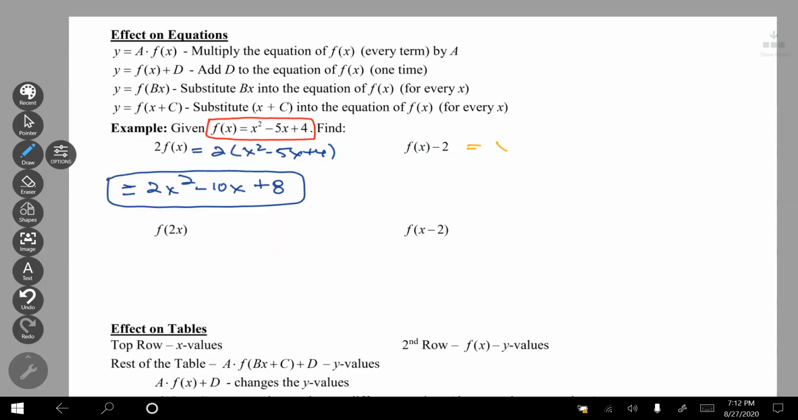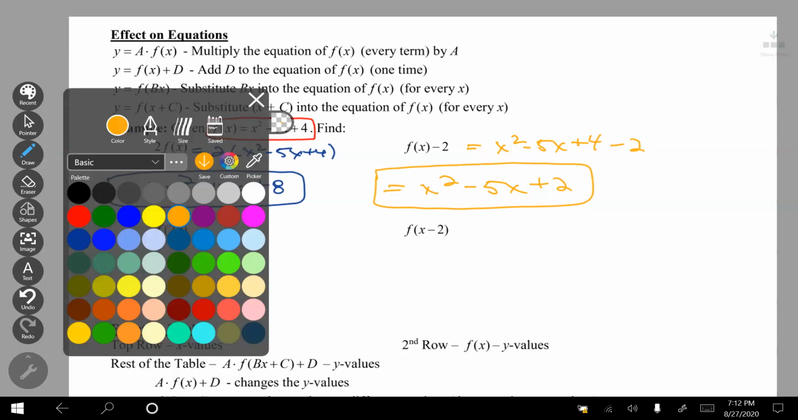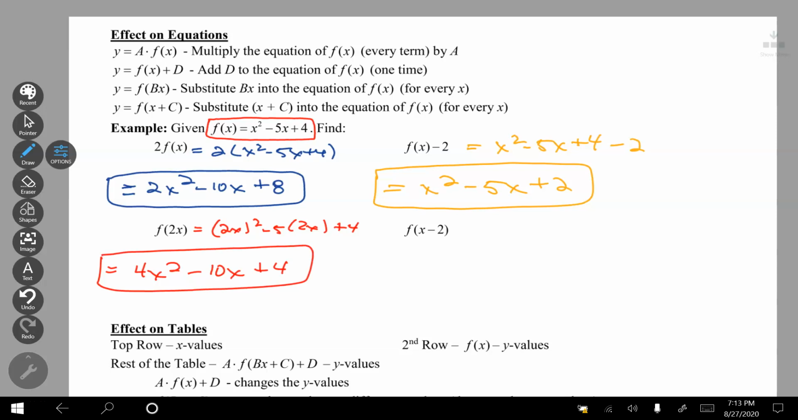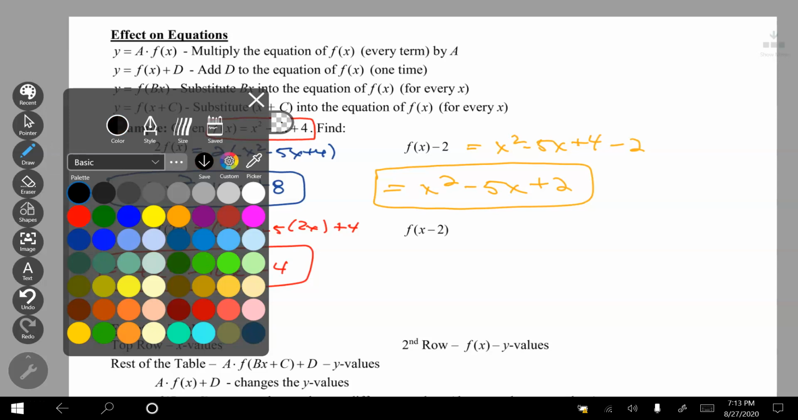This is going to be the given function. Then subtract 2. This next one changes the input and now becomes 2x quantity squared minus 5 times 2x plus 4 equals that. And this last one is probably the most difficult one because you're going to have to do some work.